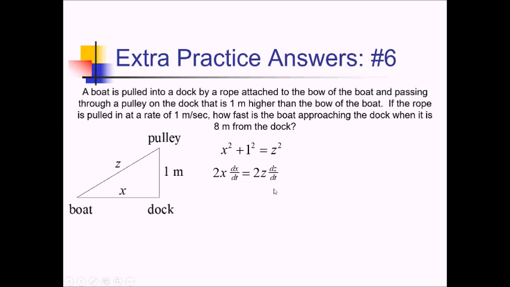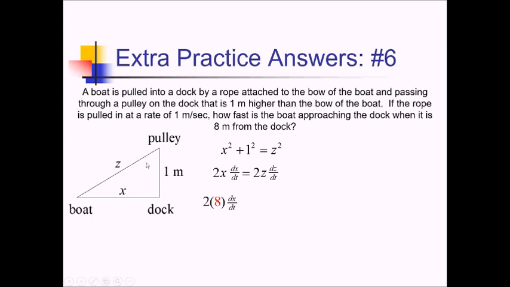And again, we're trying to figure out dx over dt, so this is the only thing we're not going to have a number to plug in. So that means x, we should have a number. We want to know how fast the boat's approaching the dock when it is 8 meters from the dock. So that's going to be 8. And dx over dt, we don't know yet. Z, that's the length of the rope, how much rope is out there, and we don't know that. They didn't tell us that.